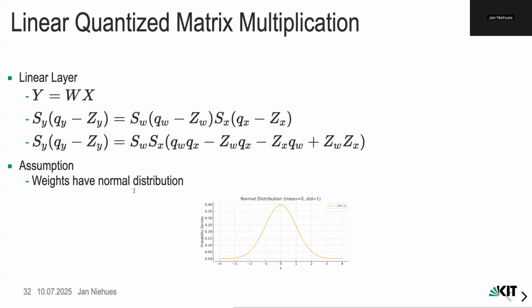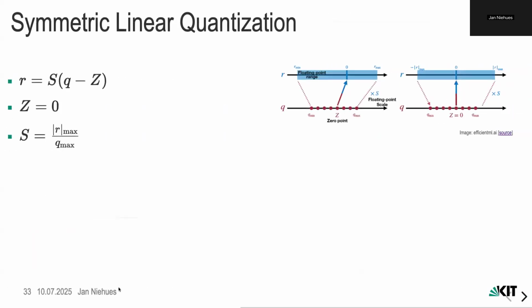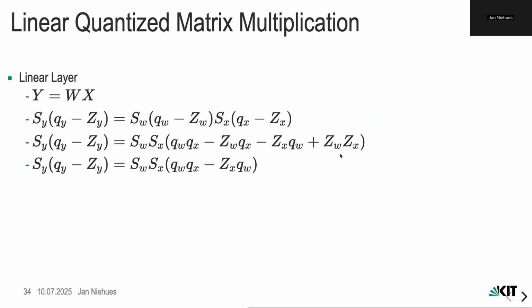What you can simplify is that we often assume that our weights have some type of normal distribution. The nice thing is, when you have the normal distribution, you have it centered around 0, meaning that you don't need to have that Z. So the last terms get 0, and what you then only have to do is that S is just R max divided by Q max. So you just said that Z is 0, making things a bit easier. So you're not allowing here for the shift, but just 0 is always mapped to 0. And then this calculation gets also a bit easier.